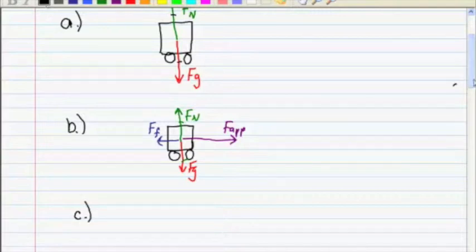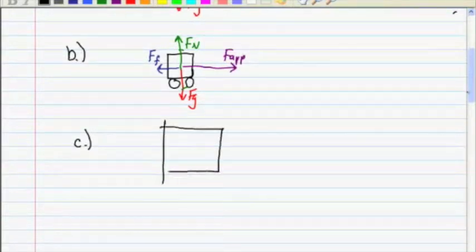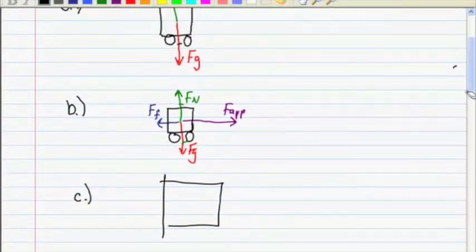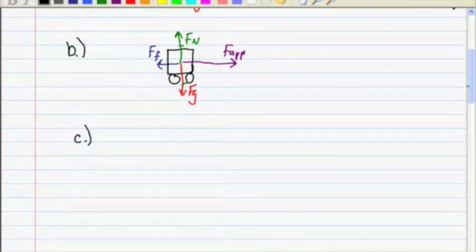All right. Last but not least, Landon, as he coasts to a stop. All right. Whoops. Pardon me. All right.